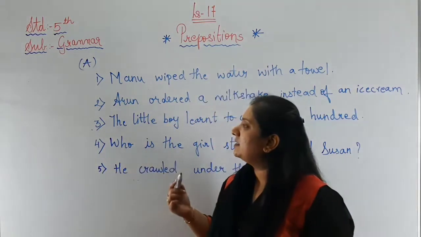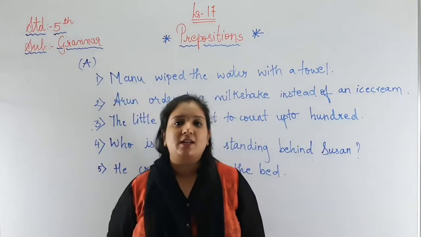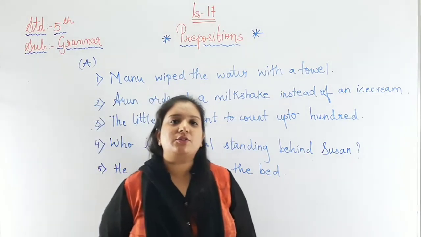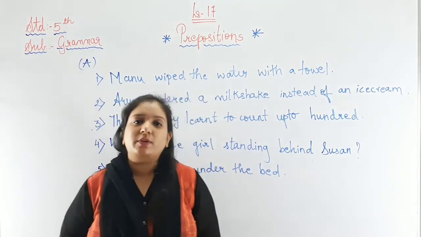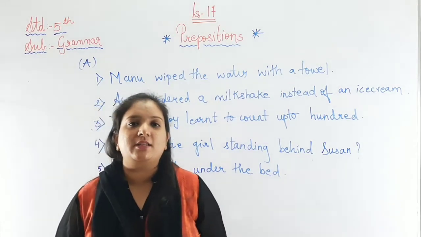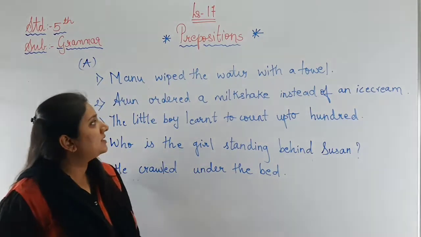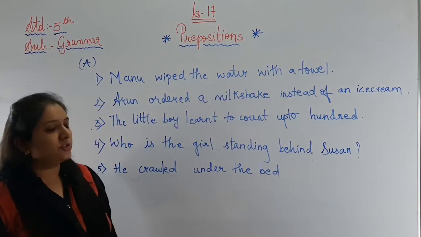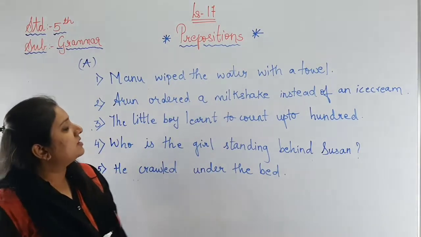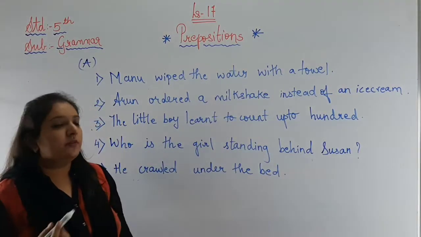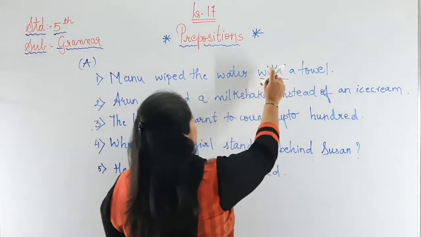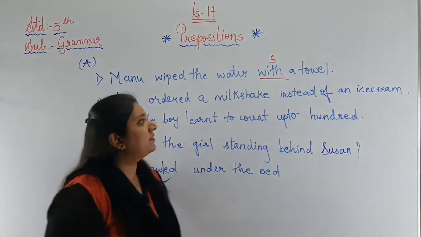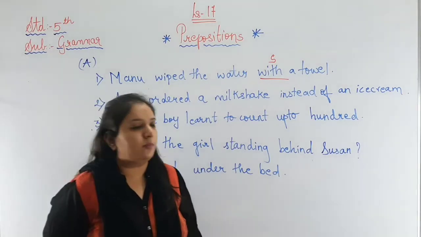It's exercise A, and it tells us that in each statement we have to find out whether the preposition is a simple preposition or a complex preposition. If it is a one-word preposition, it is simple, and if it is more than one word, it is complex. Now the first sentence: Manu wiped the water with a towel. To find the preposition, remember it is always placed before a noun. Here the noun is towel. So before that what is it? With. And here with is a one-word preposition, so it is a simple preposition. We will write S for simple and C for complex.